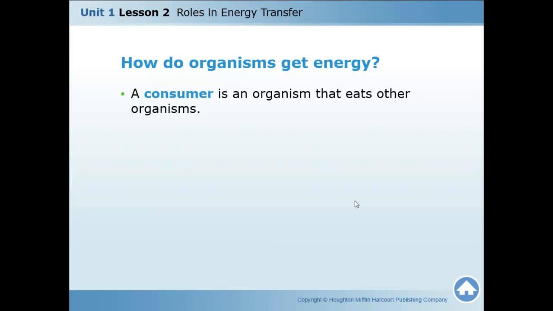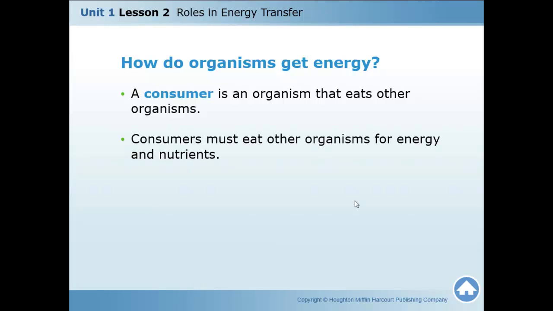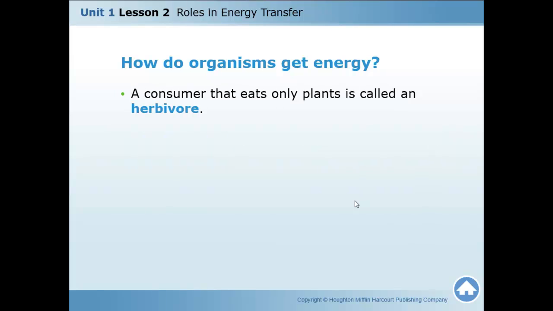But the consumer, like the human, is an organism that eats other organisms. We can eat other living organisms or plants. A consumer must eat other organisms for energy and nutrients. Consumers can be classified as herbivores or carnivores. A consumer that eats only plants is called a herbivore. But a carnivore eats other animals.